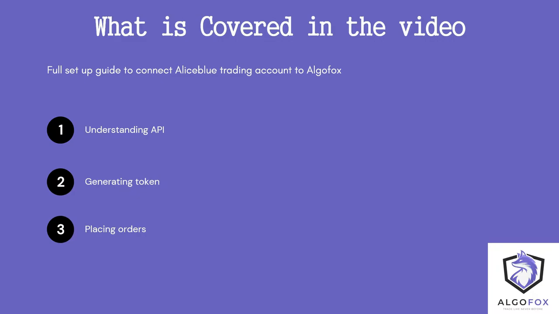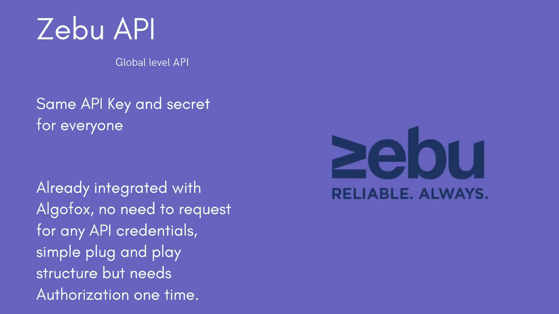So let's start with understanding the API. Zebu uses a global level API framework. That means there is the same API key and secret for everyone. And AlgoFox has already integrated this key and secret into the platform. That means as a user, you need not do anything at all. You need not find your key and secret. You just have to authorize our AlgoFox platform by going into Zebu Broker Terminal one time.